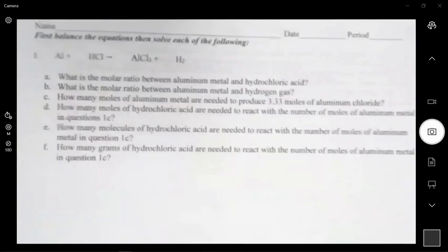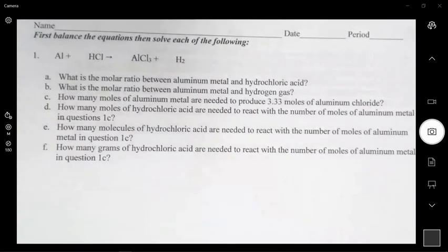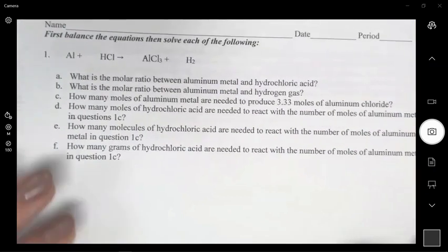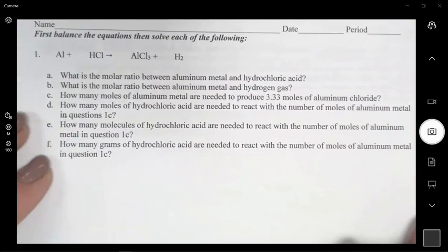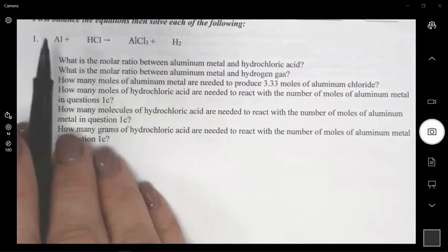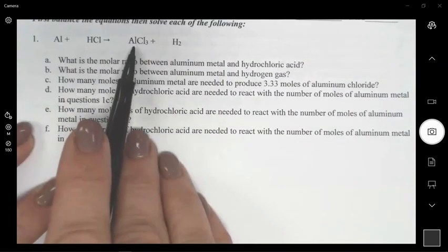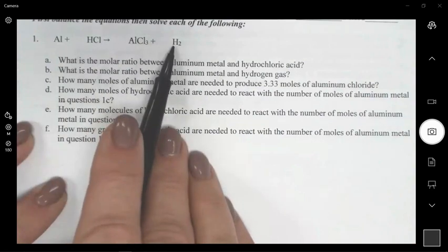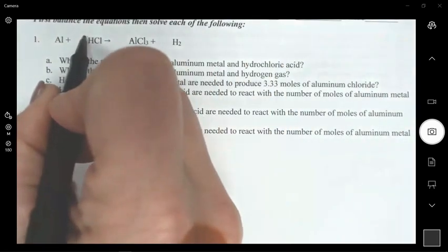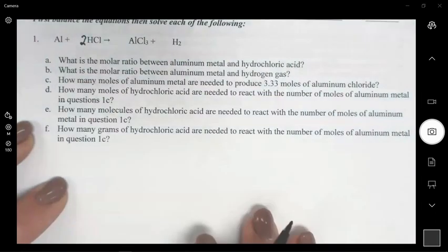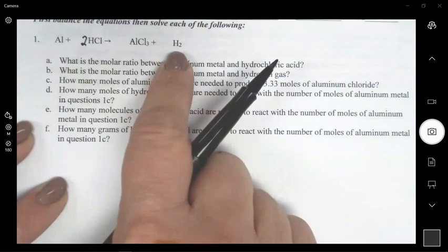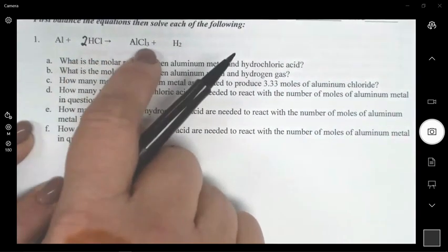Woo-hoo. Okay, so step one, we want to balance. We're going to just try the logic way first. So, one aluminum here, one aluminum here. We're good to go. One hydrogen here and two here. I need to fix this side by putting a 2. That's the molar coefficient. So now I have 2 hydrogen and 2 hydrogen. Oh no. I have 2 chlorine here and 3 here.